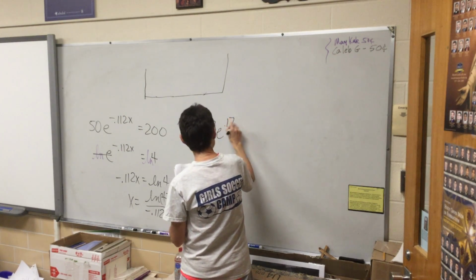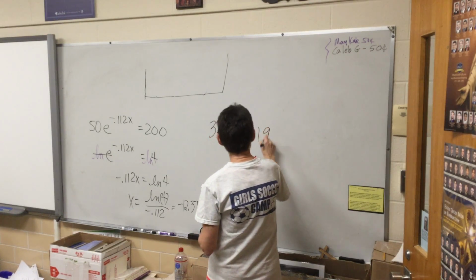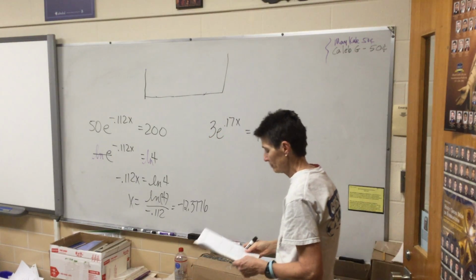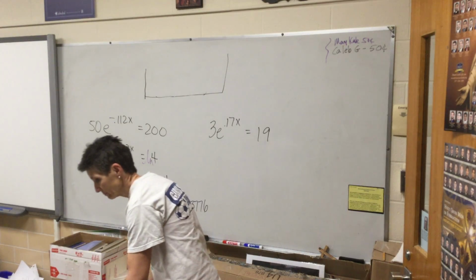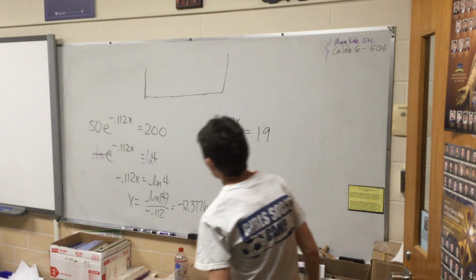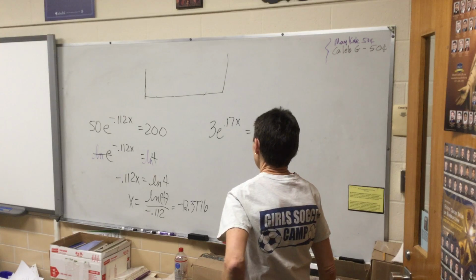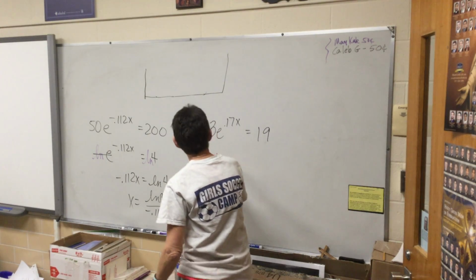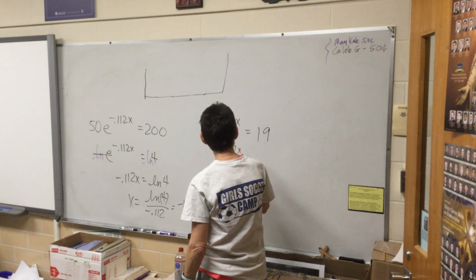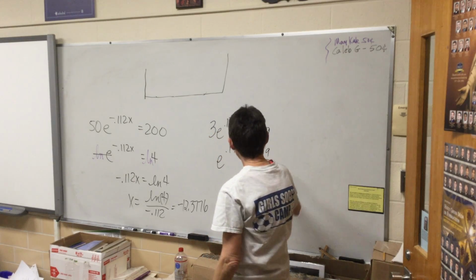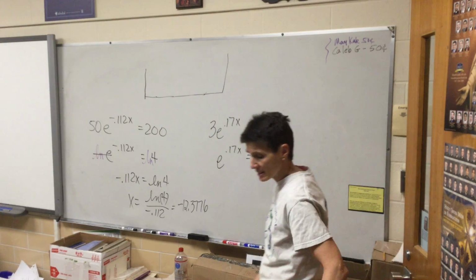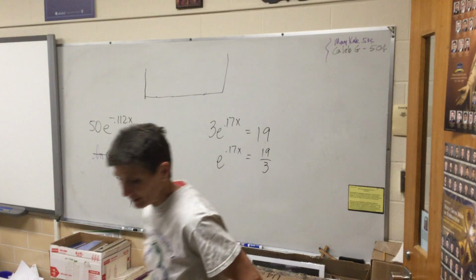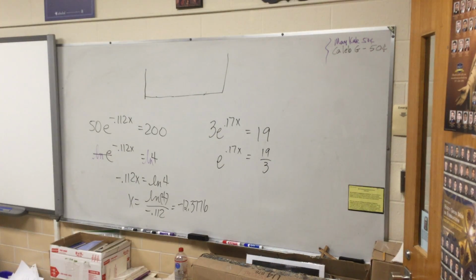3e to the 0.17x equals 19. Step 1: divide by 3. So e to the 0.17x equals 19/3. I can't simplify that, so this time I'm forced to leave it as 19/3.